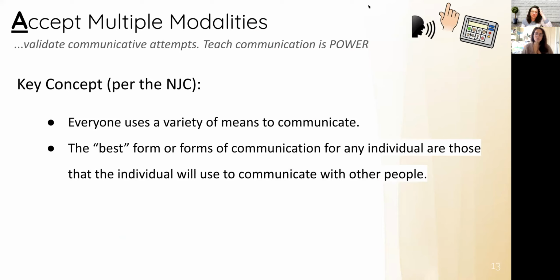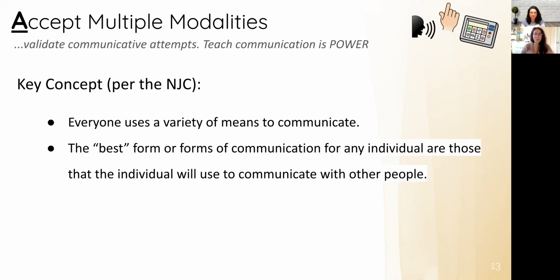All right, so when we're looking at accepting multiple modalities, validating communication attempts, and teaching that communication is power, there's a couple key concepts per the National Joint Committee. Everyone uses a variety of means to communicate. We gesture, we text, we send email, we use body language, we shrug, we shake our head yes and no. It's innate, something that we all do and should have access to.